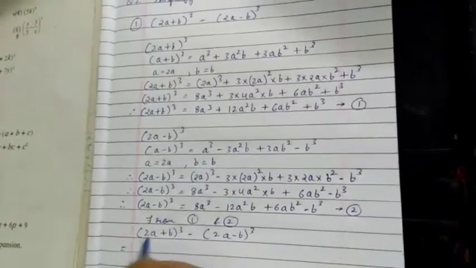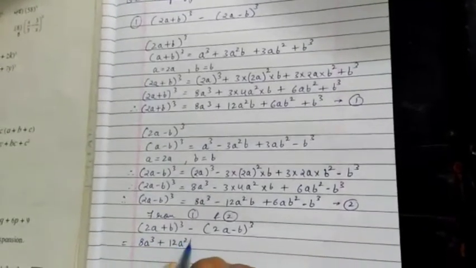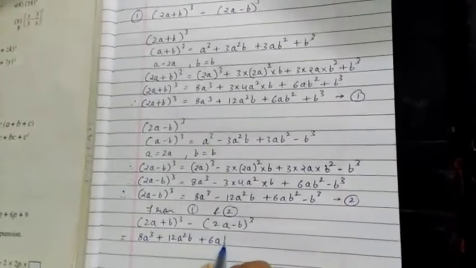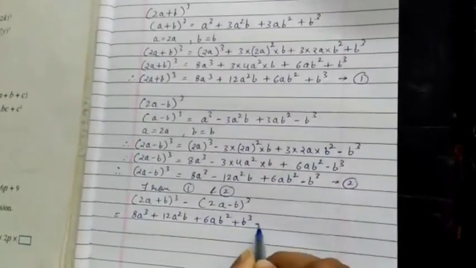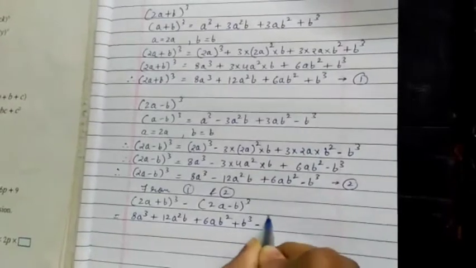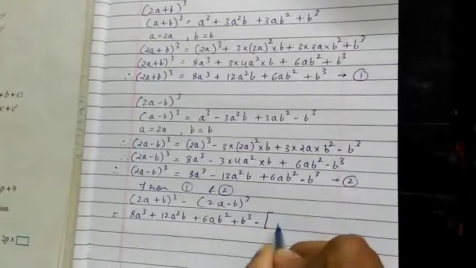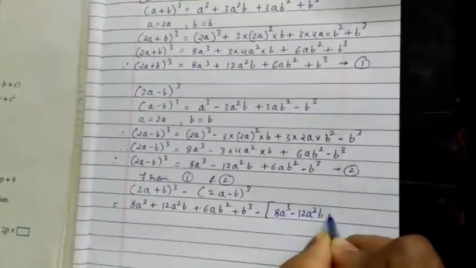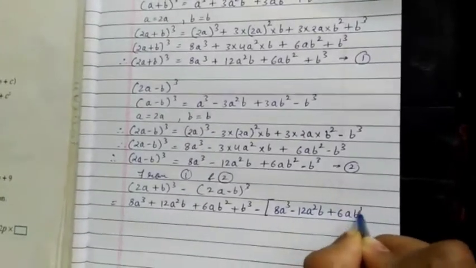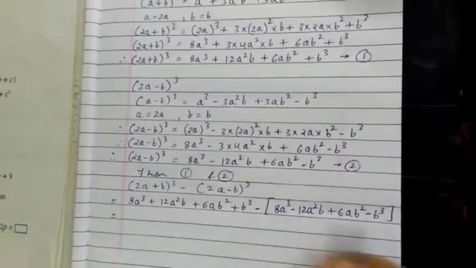So put the values: 8a cube plus 12a square b plus 6ab square plus b cube. Now minus sign is there, so put a bracket. Now write the value of (2a minus b) whole cube. It is 8a cube minus 12a square b plus 6ab square minus b cube. Now we have to open the bracket.